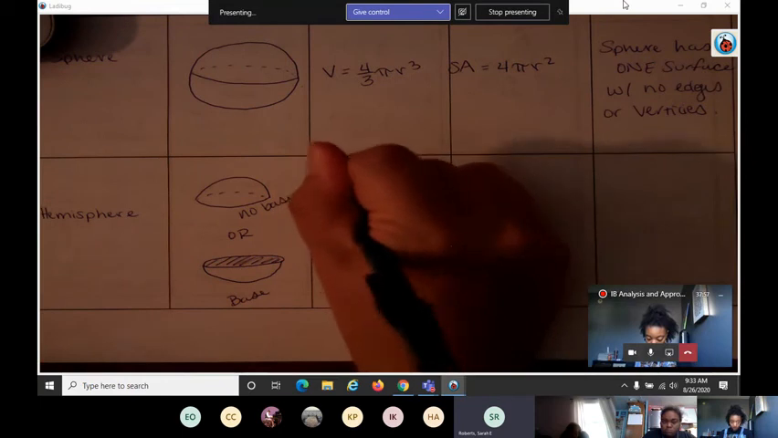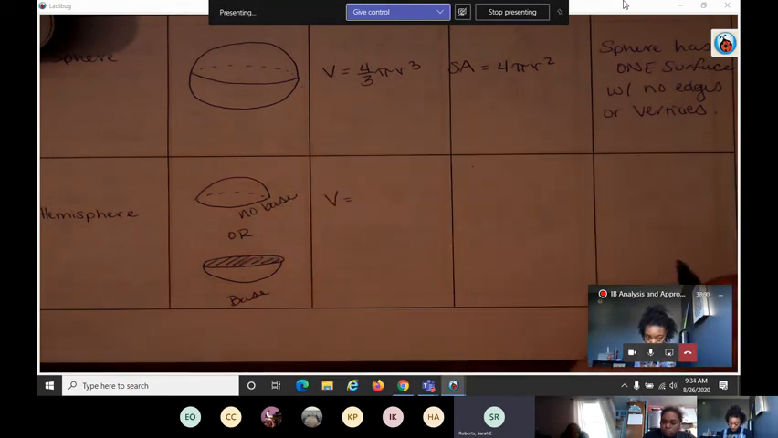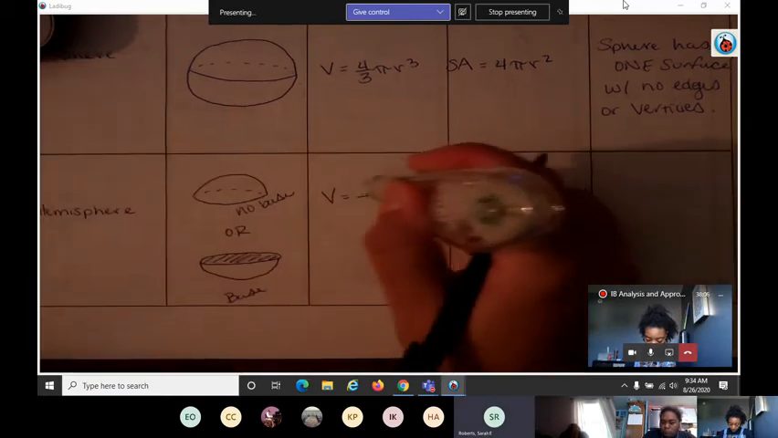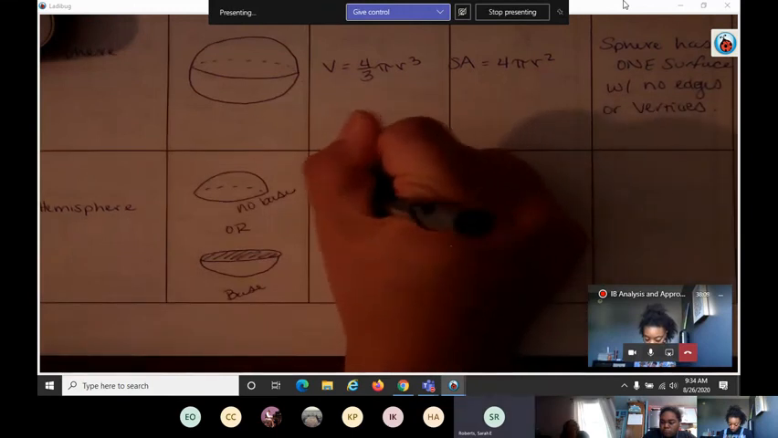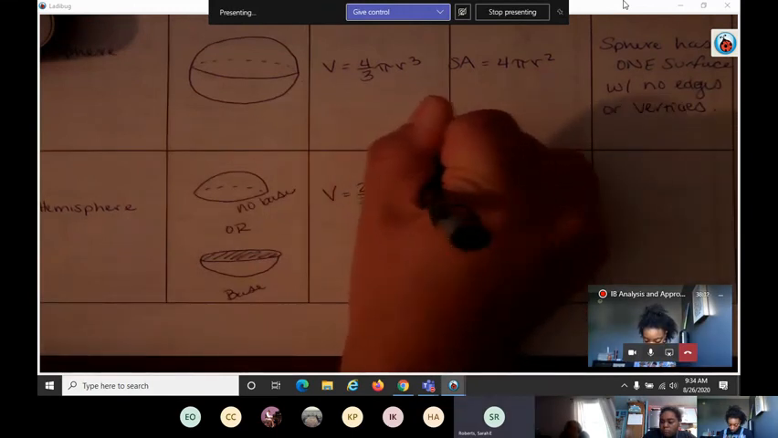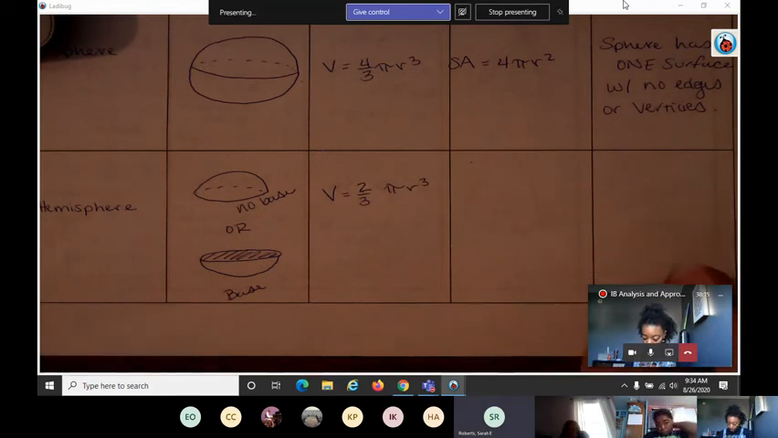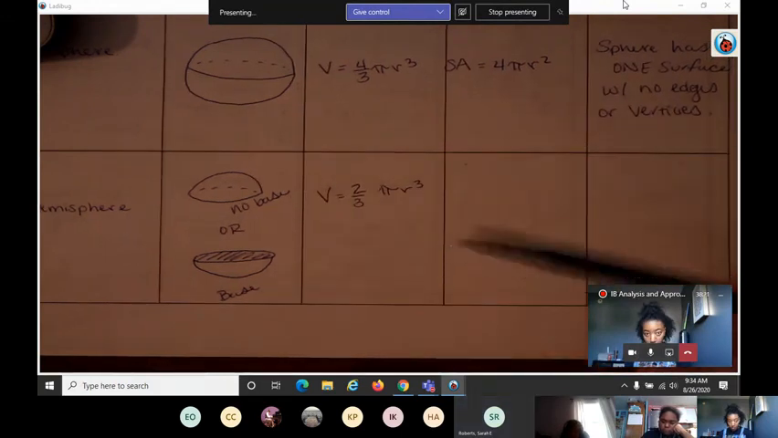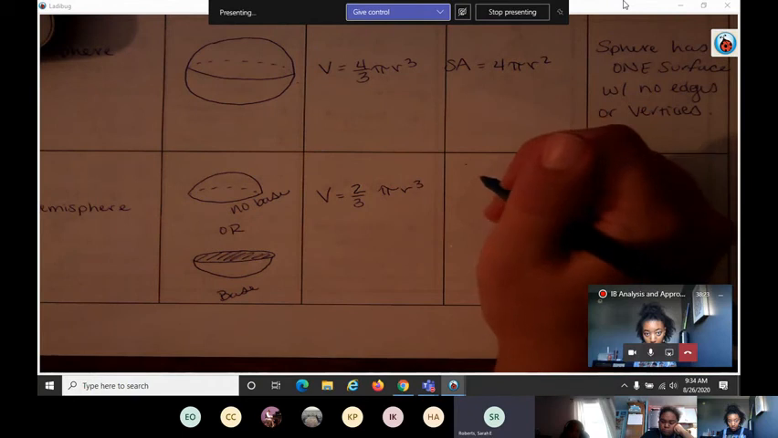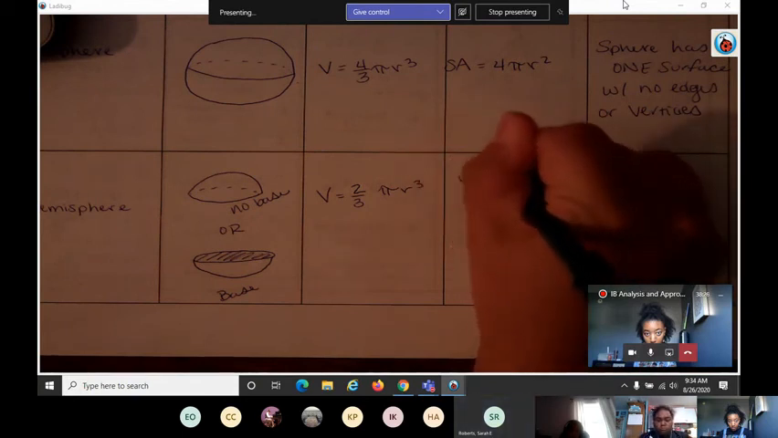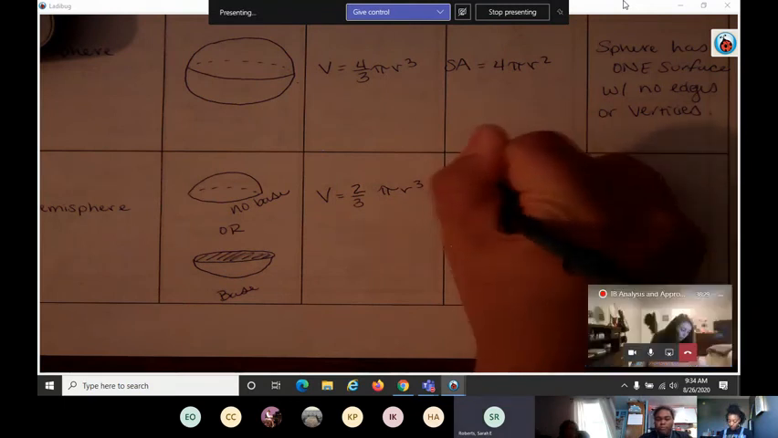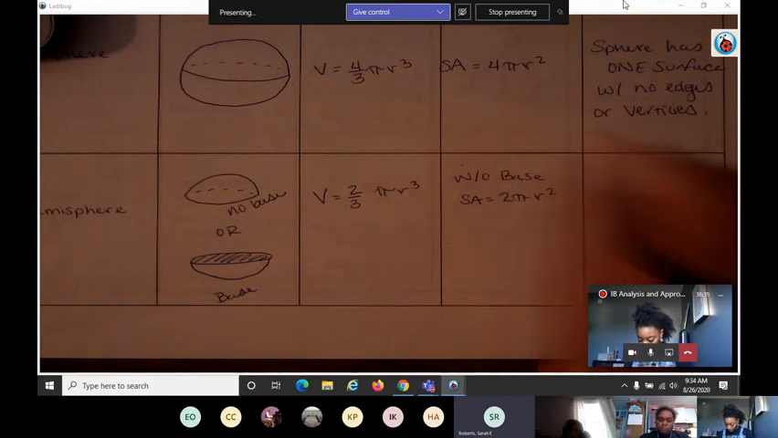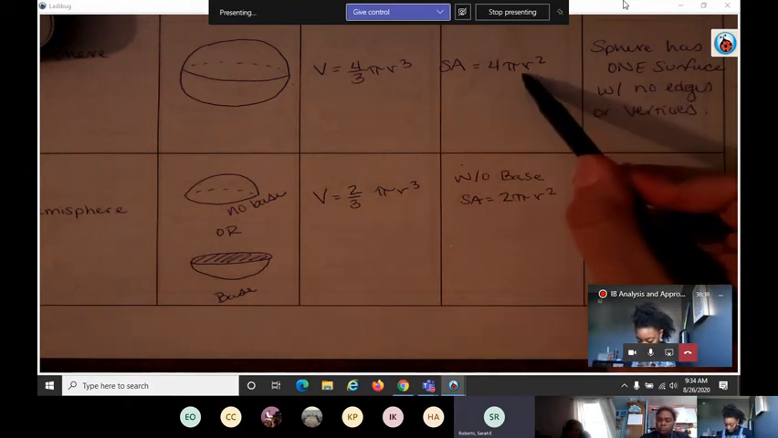Our volume for this is literally just going to be half of the sphere. So half of 4/3 is 2/3. So 2/3 pi r cubed. Now, surface area will be different depending on whether or not you have no base or you have a base. So for, let's see, without the base, the surface area will be 2 pi r squared, because we're literally just taking half of what this was.